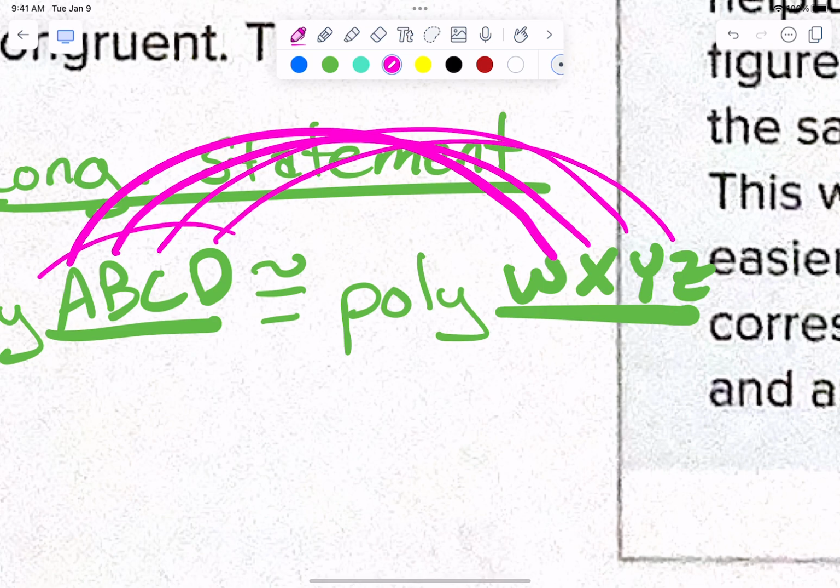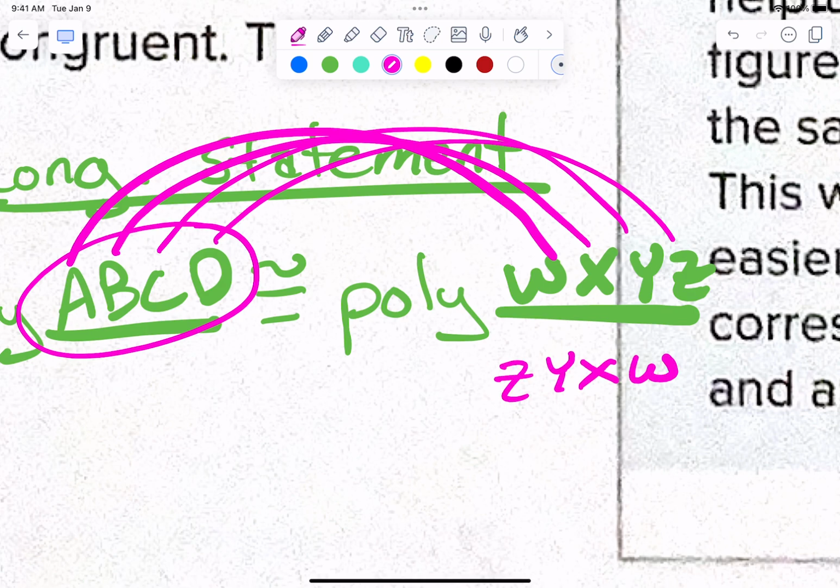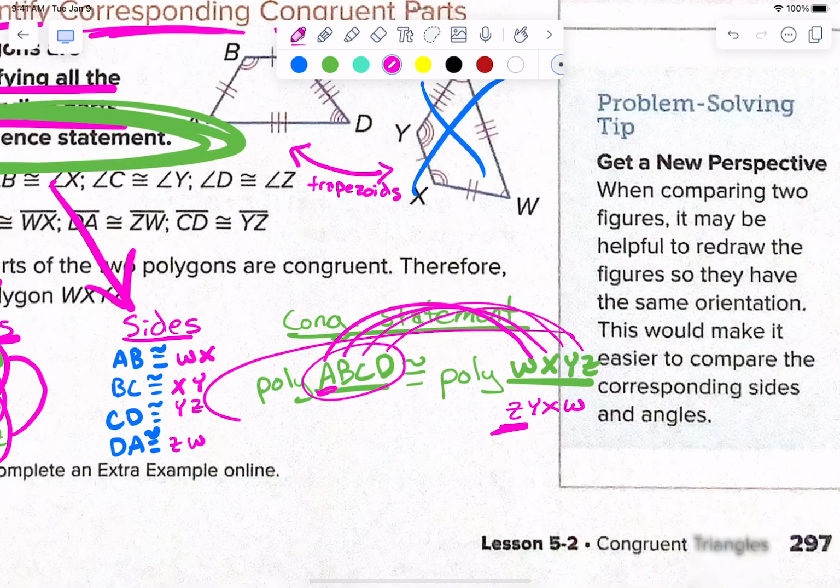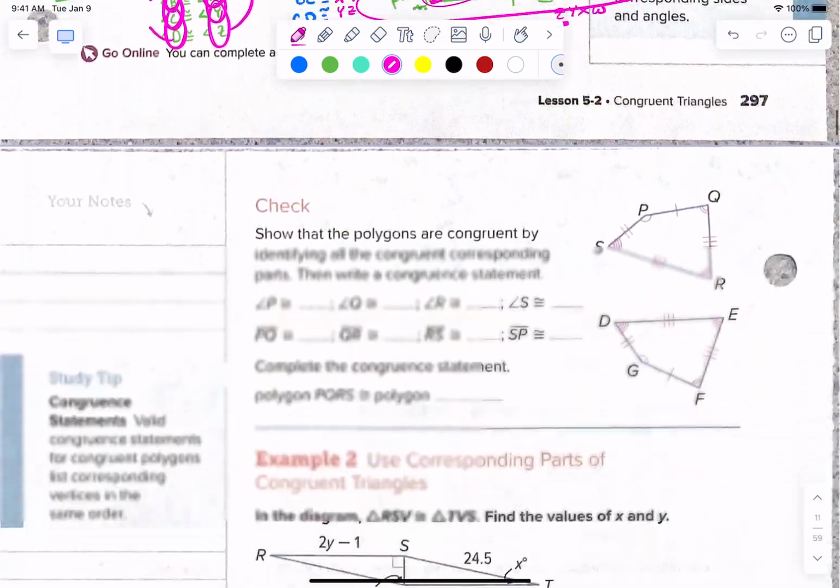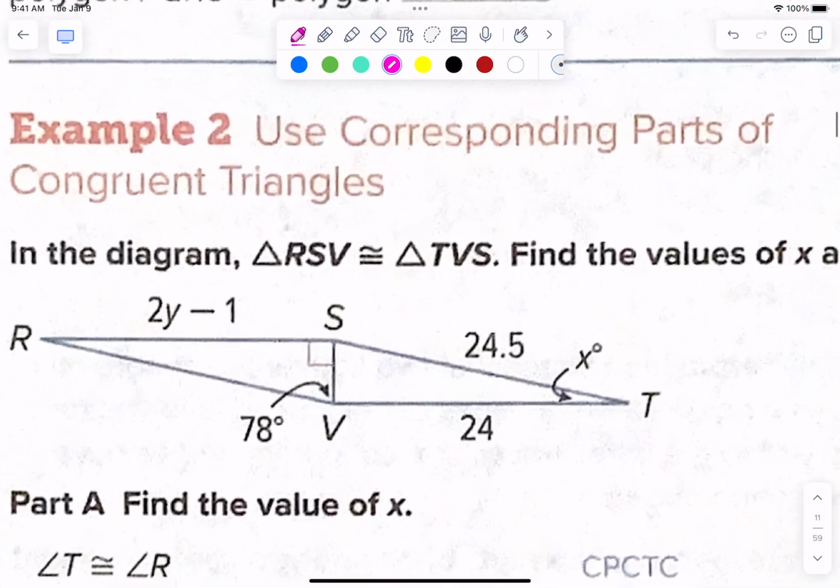You have to put them in that order. You cannot do ABCD here and go ZYXW. That does not work. Does that make sense? Because A does not go with Z. Got it? You have to go in this order. So this is what's called a congruent statement. When everything's said and done, you just write, this polygon is congruent to this polygon. Done. Got it? Okay. Now, let's go to example 2.